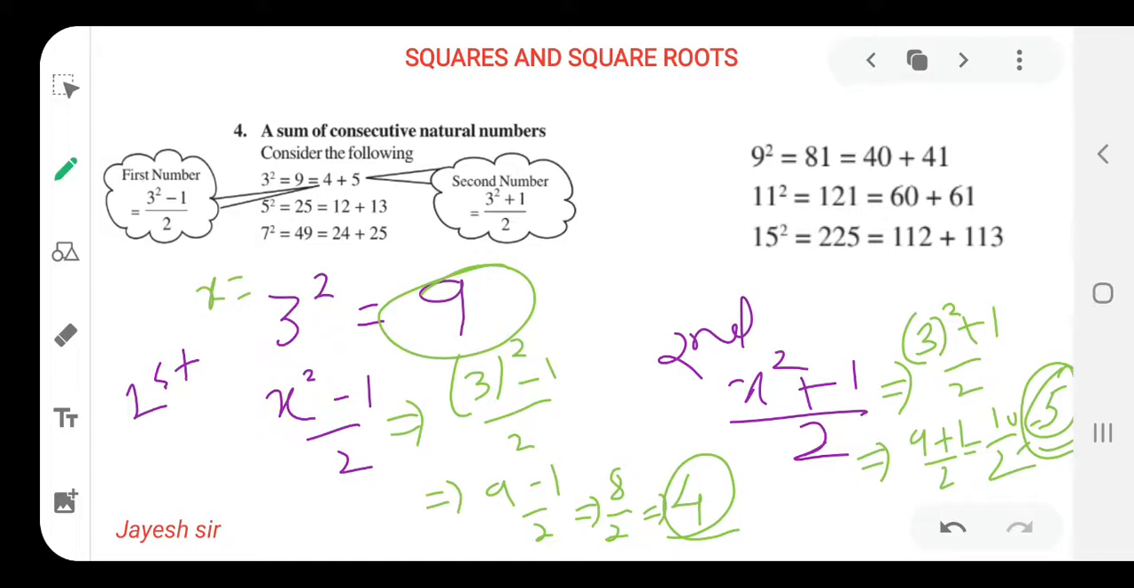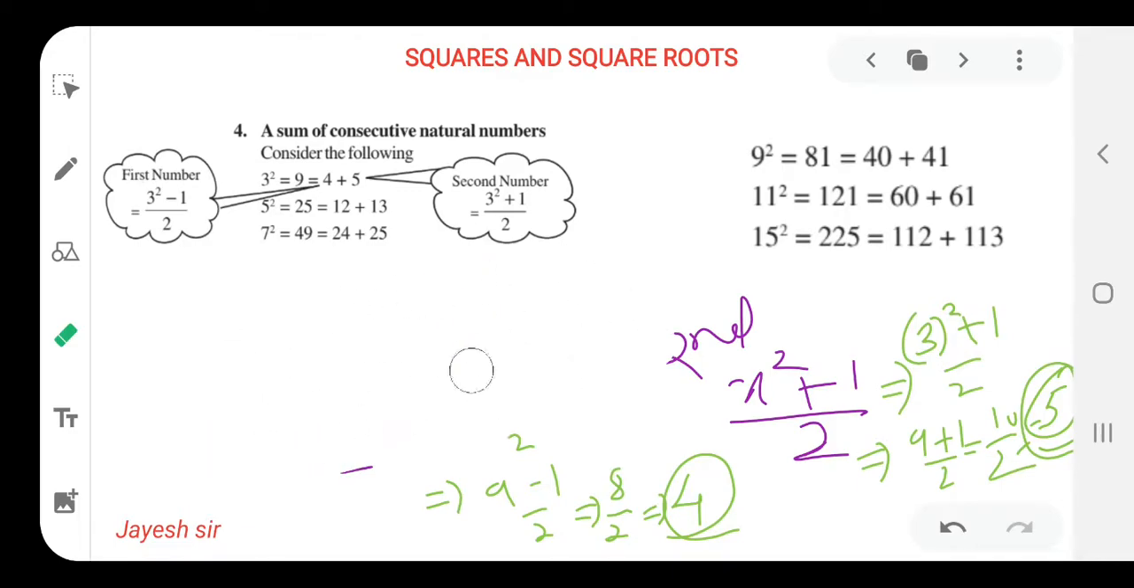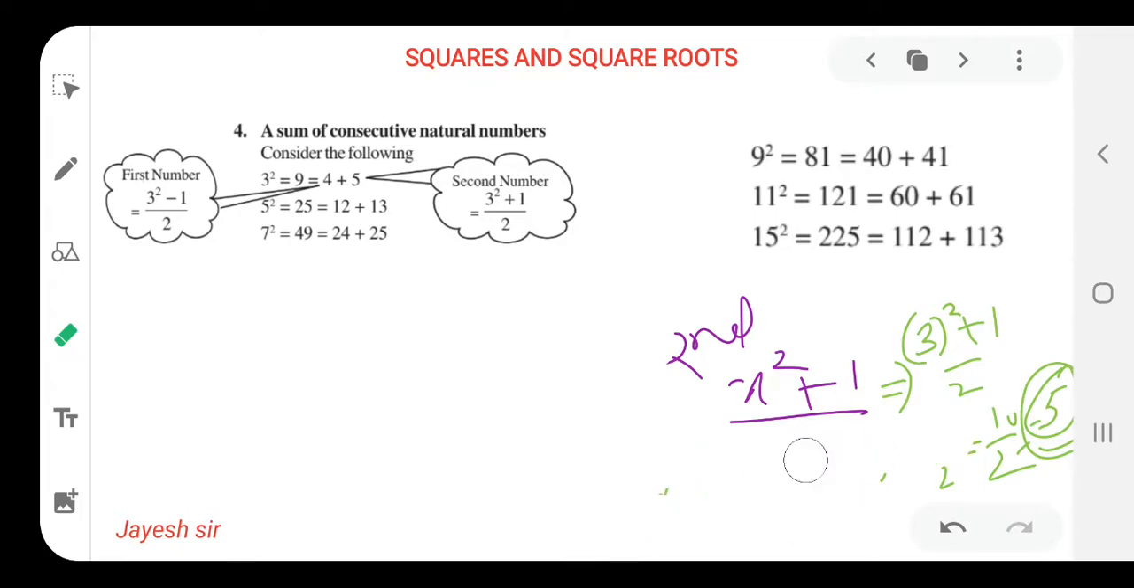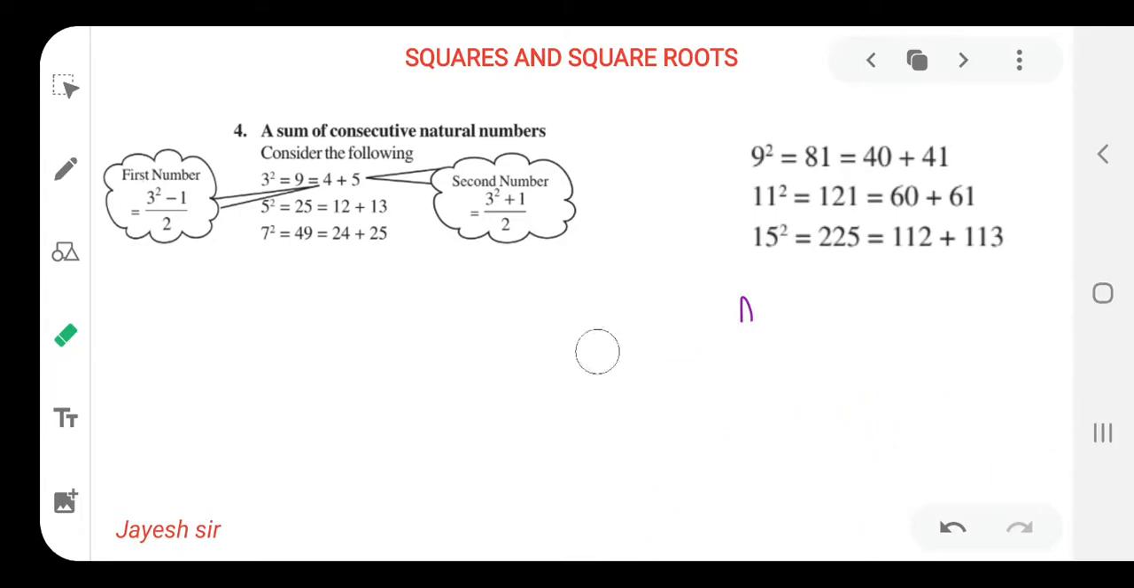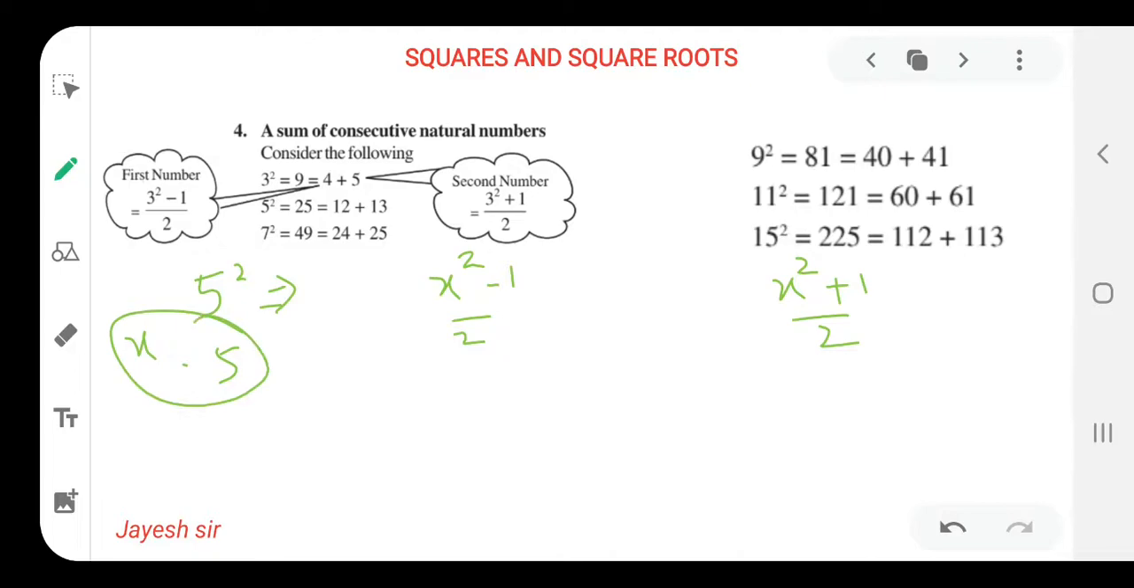I hope you all are getting it. If you are not capable of understanding it, then with the next example you will definitely understand it properly. So let us begin with the next example, that is 5 square. If you understood it from my first explanation, then pause the video and try to solve it on your own. We are going to do 5 square. The formula I have told is (x square minus 1) by 2 and (x square plus 1) by 2. Here x is 5 because we want to find the value for 5 square.